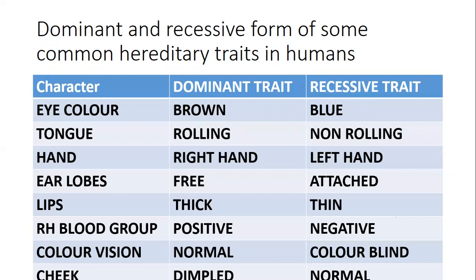Rh positive is dominant over negative. Color vision: normal over colorblind. Cheek: dimpled over normal. Okay.